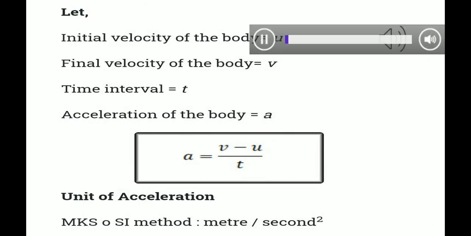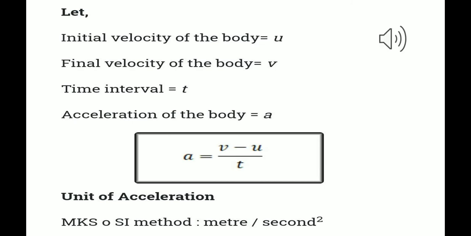Okay, so we have to calculate the formula for acceleration. Let the initial velocity of the body be small u, the final velocity of the body be small v, and the time interval small t. So the acceleration of the body, a, will be final velocity minus initial velocity upon time interval.